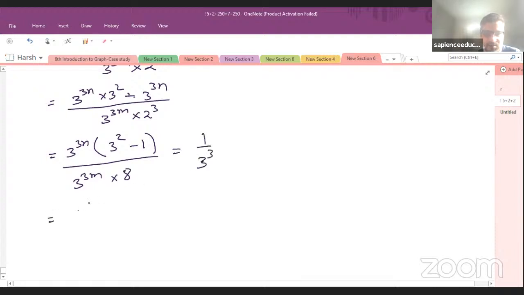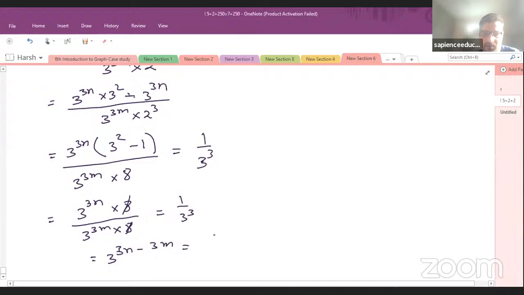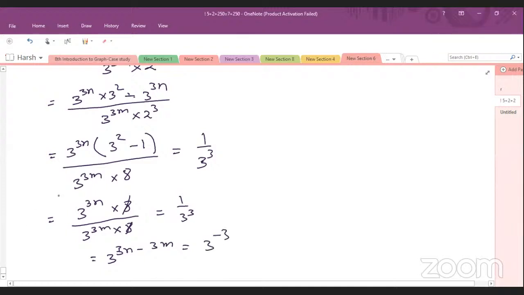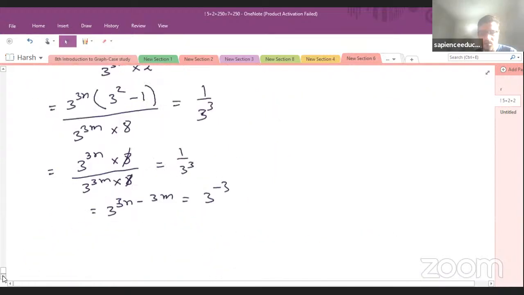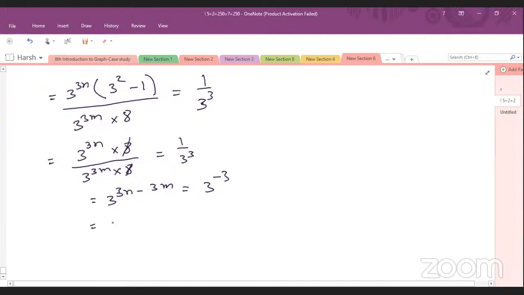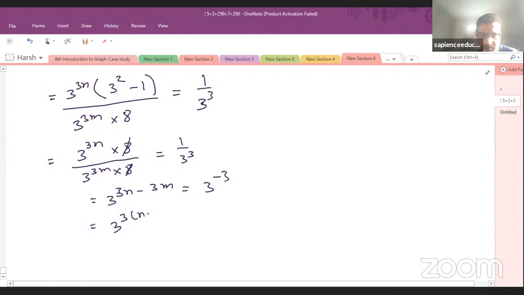So this is 3 to the power 3n. 3 square is 9 minus 1 is 8, and 3 to the power 3m into 8 equals 1 by 3 to the power 3. So 8 gone, this gone. So we can write it as 3 to the power 3n minus 3m equals 3 to the power minus 3. Yes, sir. Okay. So then we have the base common. So 3 common, and we'll write 3 to the power 3 into n minus m equals 3 to the power minus 3. Correct? So the base is the same.